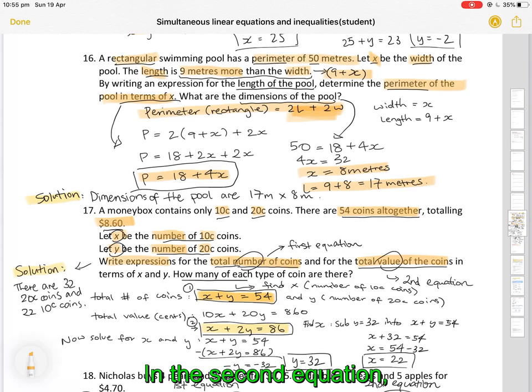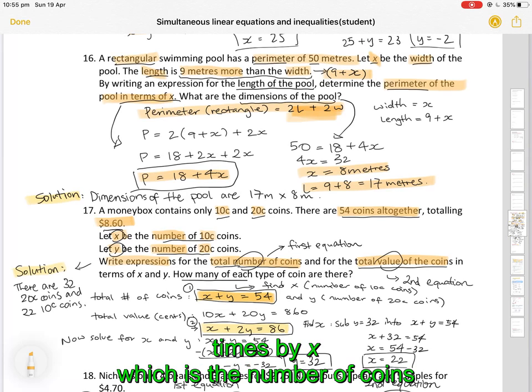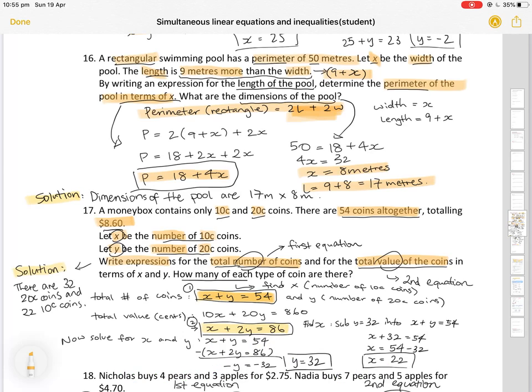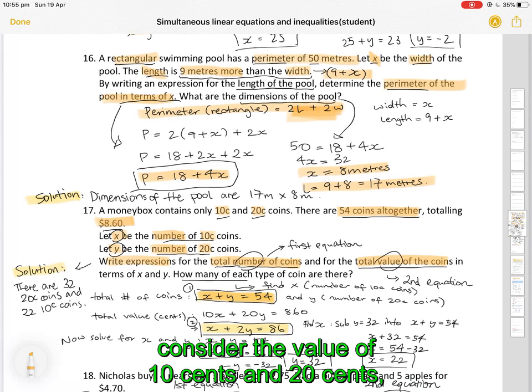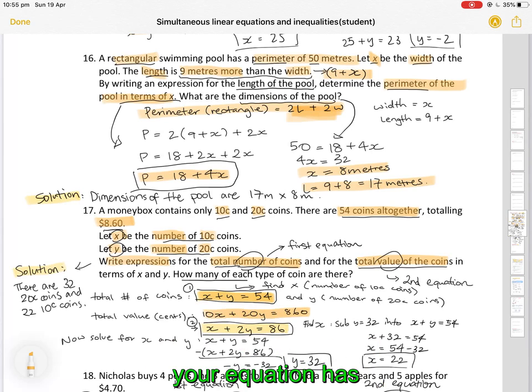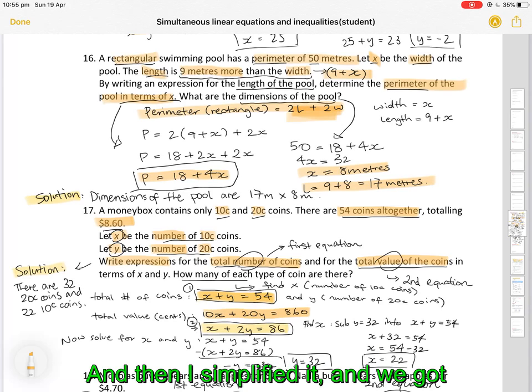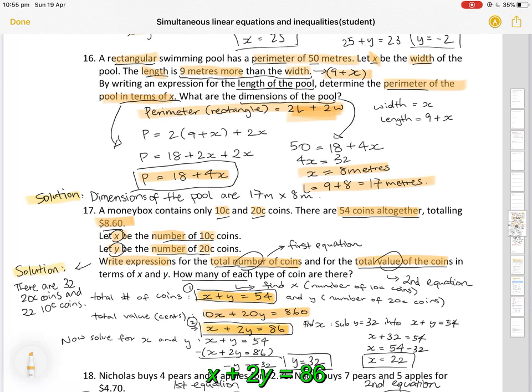In the second equation, the total value in cents, you would times 10 cents, which is the value, by x, which is the number of coins, and then 20 cents times y, which is the number of 20 cent coins. So that way we know that after you consider the value of 10 cents and 20 cents, your equation has $8.60. And then I simplified it and we got x plus 2y equals 86. From there, elimination, and solved for x and y.